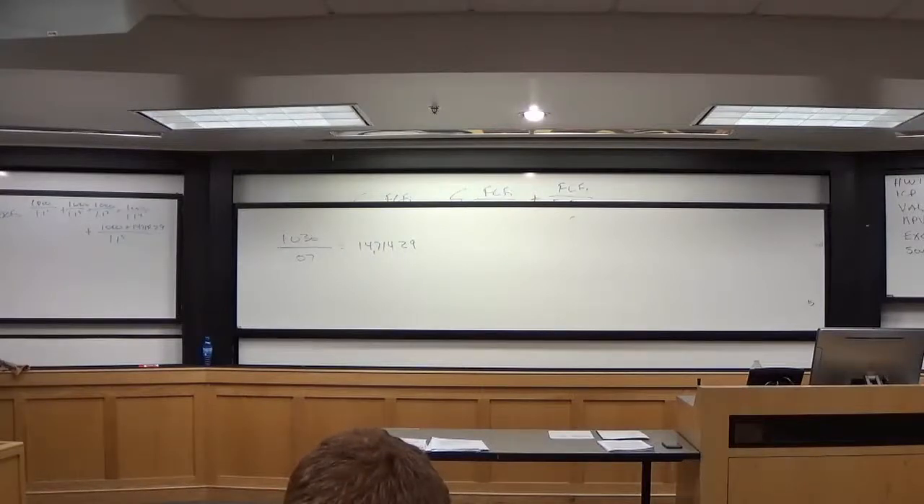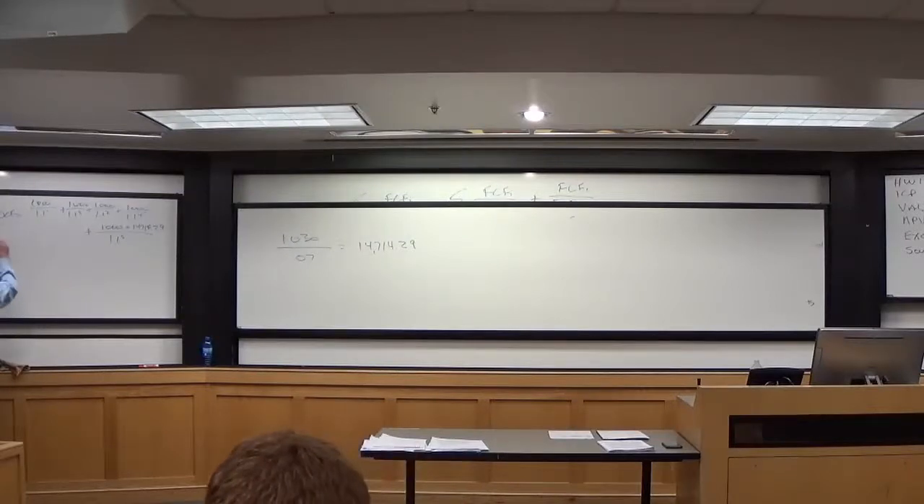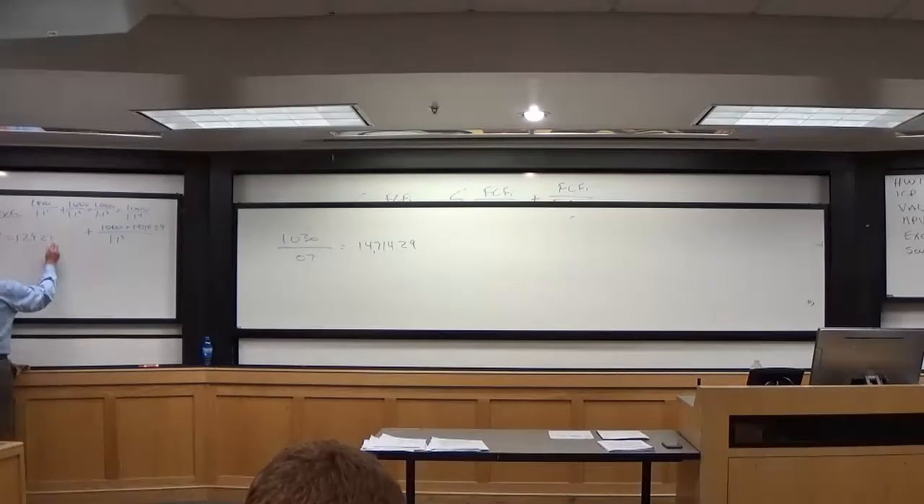Okay? And so now we're going to give it a 10% rate. And we're going to calculate the present value, red NPV. And the present value is equal to 12,927.20.